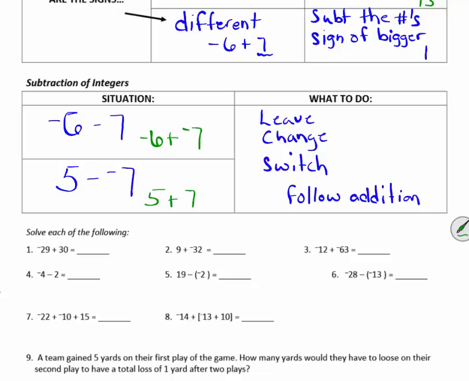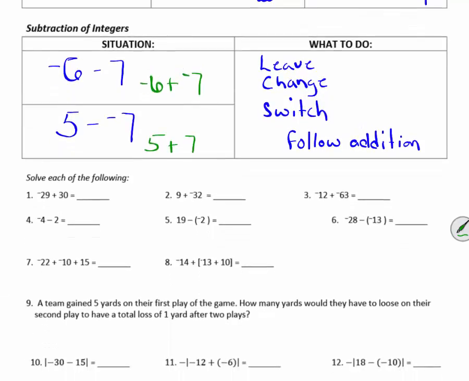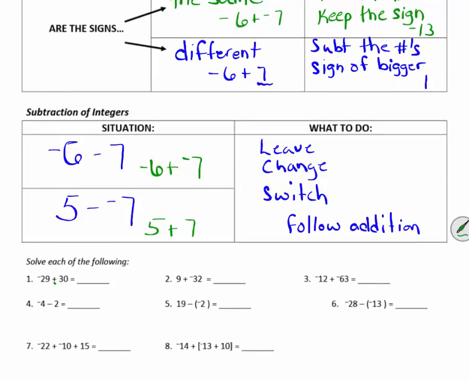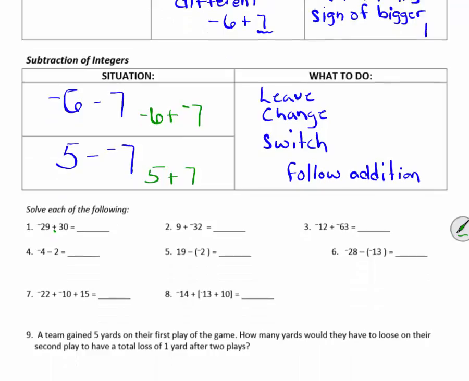All right, let's see if we can do some practice problems here. The first thing I have to focus in on is, is it an adding problem or a subtracting problem? So right here, that tells me it's adding. Signs are different. Up here, different signs means we subtract the numbers. So -29 plus 30 is going to give me 1, and there are more positives, so it's a +1. Number 2, addition problem. So I have to subtract. 32 minus 9 is going to be 23. There are more negatives this time, so it would be a -23.